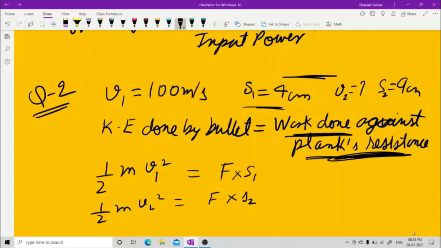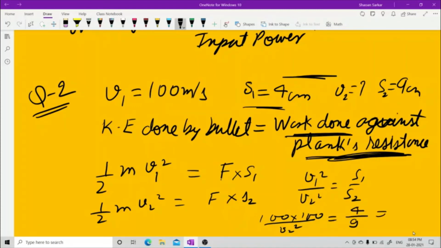So you will get V1 square upon V2 square equal to S1 upon S2. V1 you know is 100 meters per second. So 100 into 100 upon V2 square is equal to S1 which is 4, upon S2 which is 9. Now you can find V2 from here. Do it yourself.